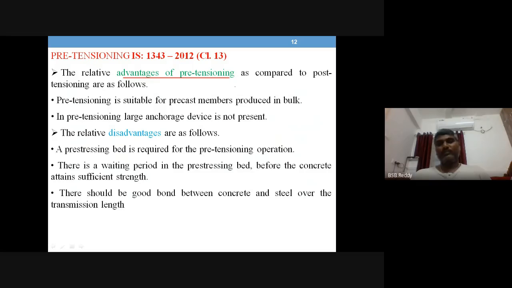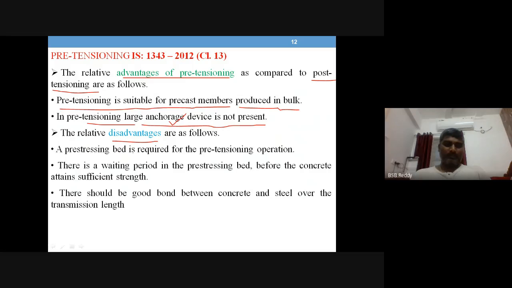Right, what are the advantages of pre-tensioning when compared to post-tensioning? Pre-tensioning is suitable for precast members produced in bulk. If you need thousands, lakhs of such members, pre-tensioning is suitable. Also, in pre-tensioning, a large anchorage device is not present. So anchoring is very simple, maybe by means of a bolt or something. Whereas anchoring devices in post-tensioning are very peculiar. They are patented, right? So there is a special need for anchorage devices in post-tensioning, whereas not in pre-tensioning.